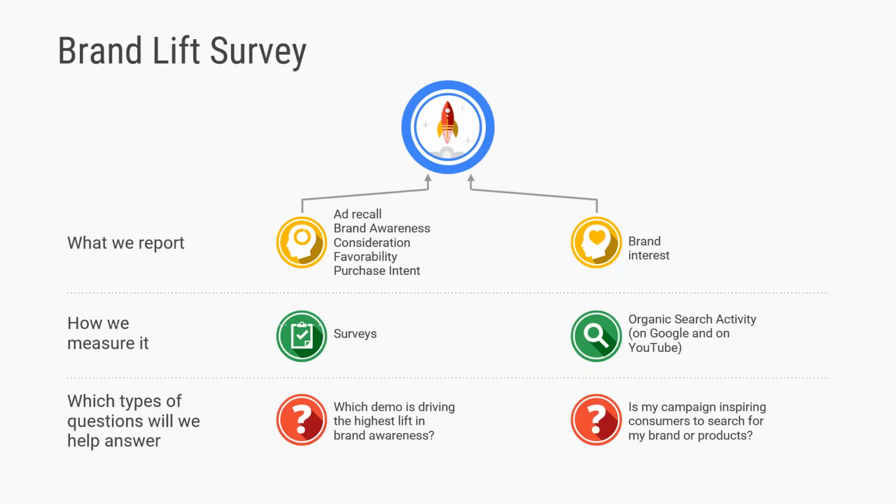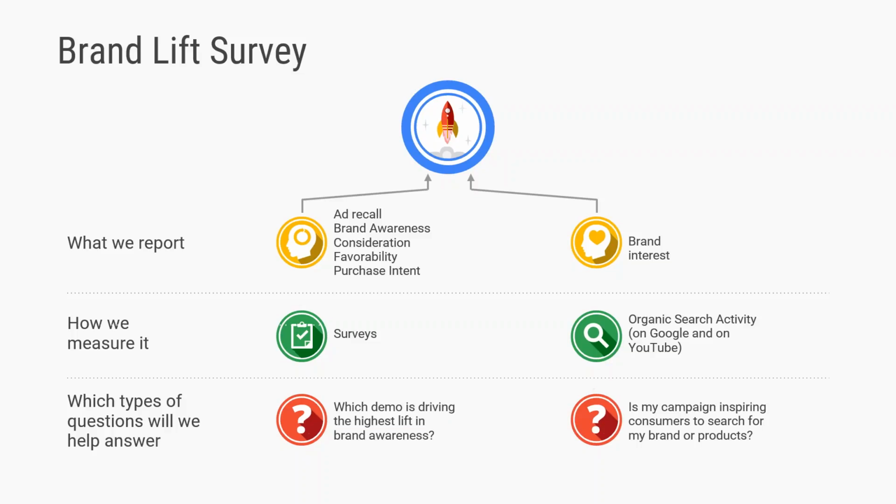So as you can see in the first section, where we say what we report, on the left-hand side you will see five metrics: ad recall, brand awareness, consideration, favorability, and purchase intent. These are survey-based results. That means when a user sees a video, they will be served a survey and they will answer the question if they recalled seeing your ad or not, if they consider purchasing your product or services or not. So that is completely survey-based.